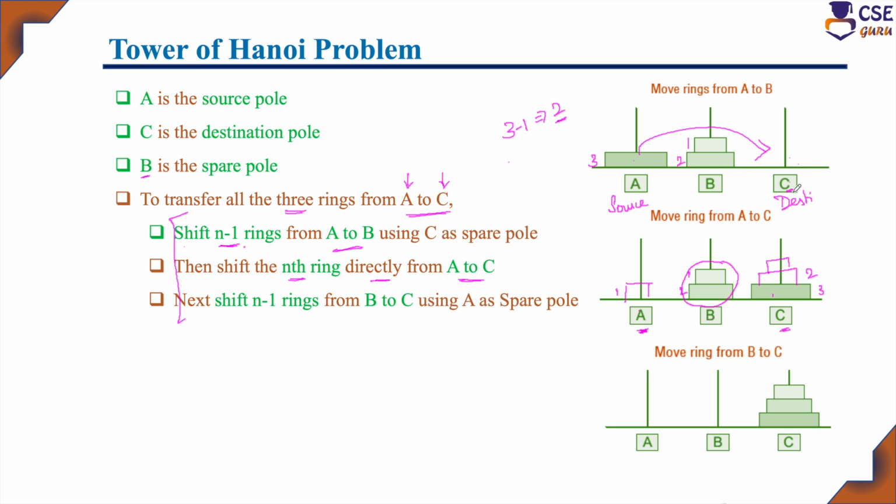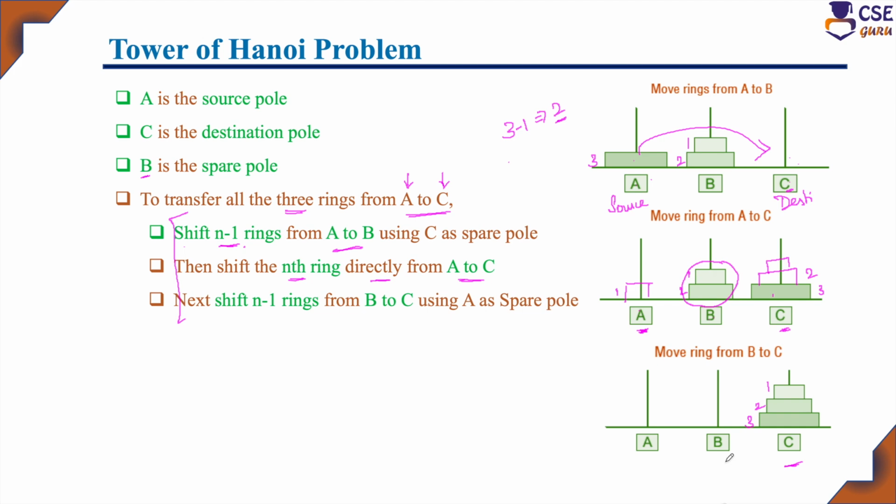Now only the one largest disk will be at pole A. Directly move that largest disk from pole A to pole C. Then move these n minus 1 rings from pole B to pole C using A as the spare pole. Finally, all the rings will be in the destination pole in the same order. This is ring number 3, 2, 1, in the same order: largest one at the bottom, next largest one, and smallest one at the top.